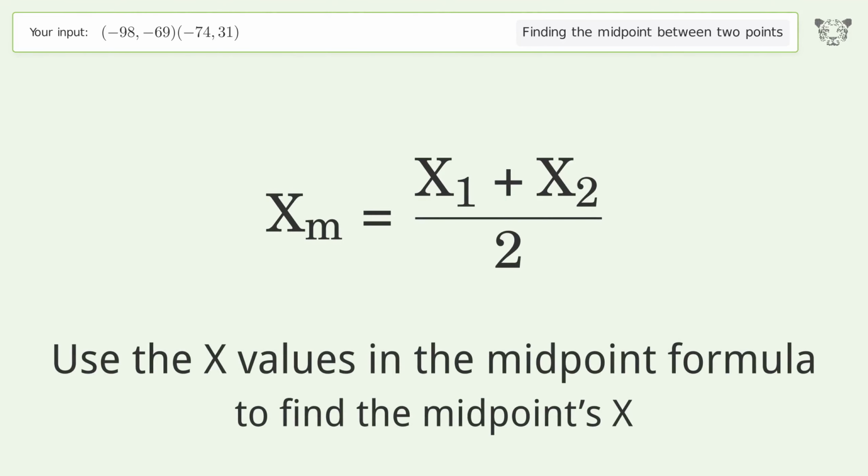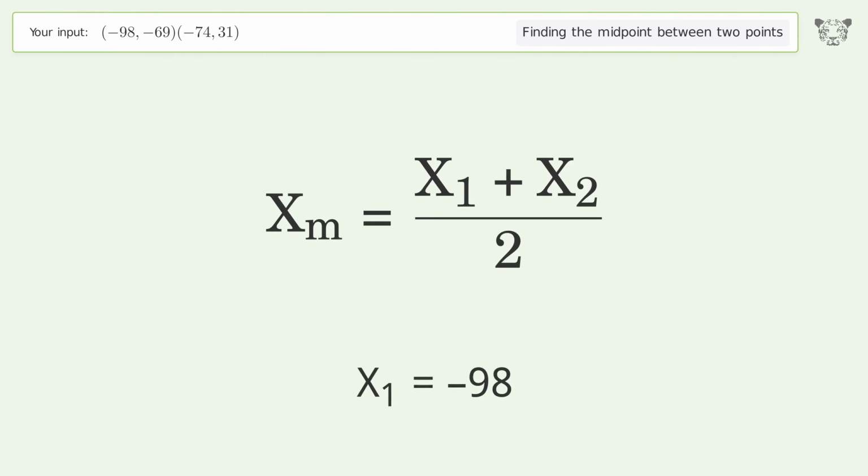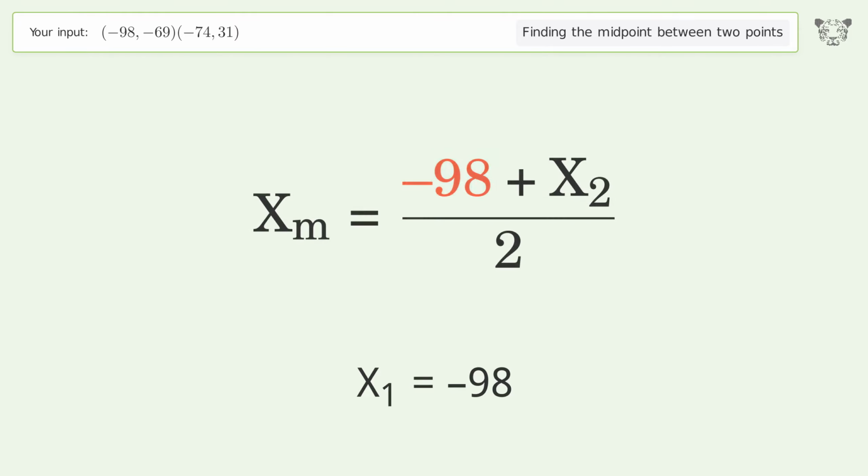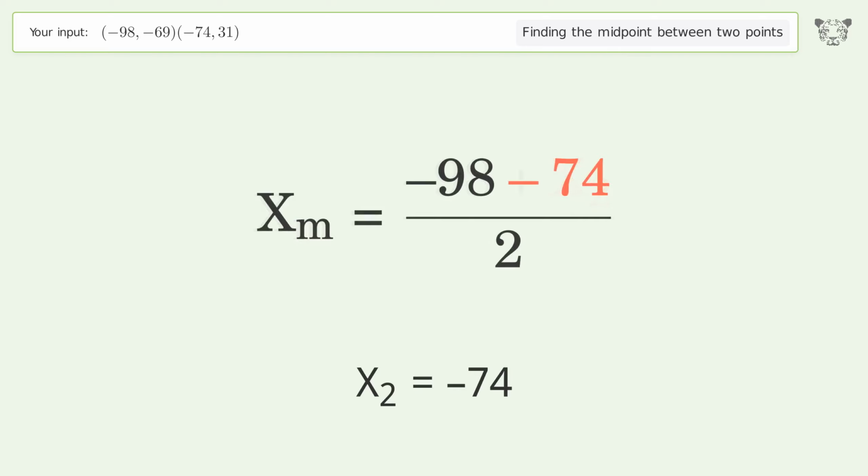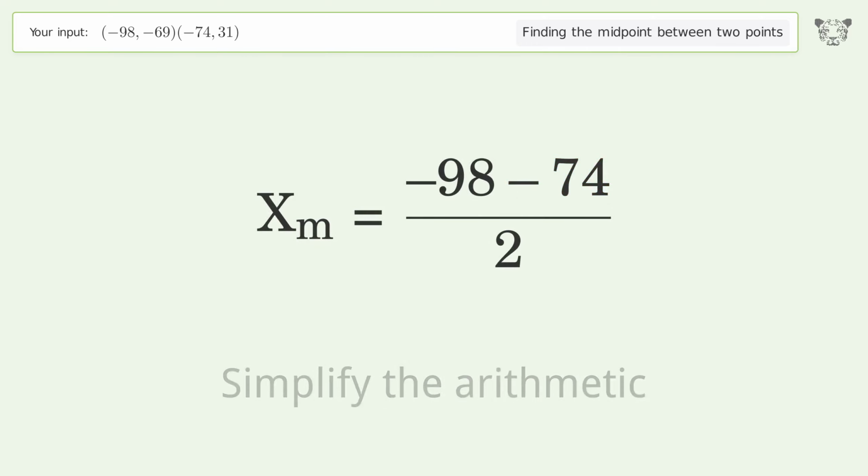Use the x values in the midpoint formula to find the midpoint's x. x1 equals -98. x2 equals -74. Simplify the arithmetic.